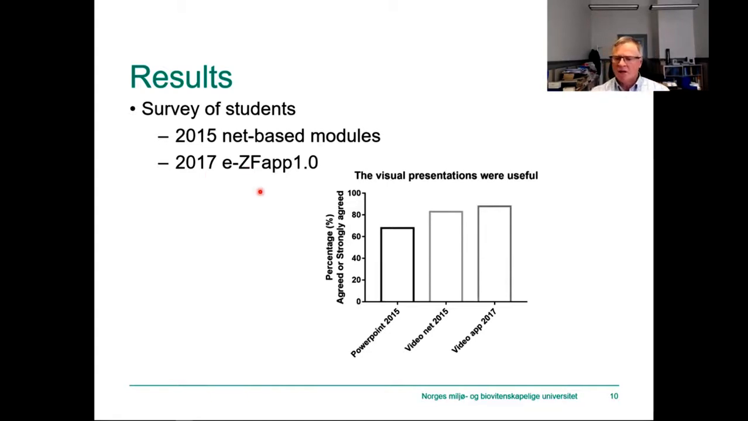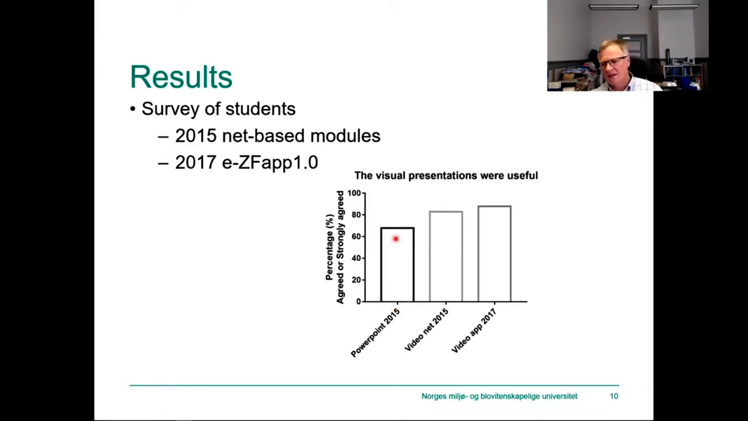The course generally had a high acceptance by the students, 80% in 2015 and 88% in 2017 agreed or strongly agreed that the course met their expectations. These are motivated students. In 2015, the course was available on the net, and so they received access to the videos before and after the course. But during the course, there were conventional handouts and PowerPoint presentations.